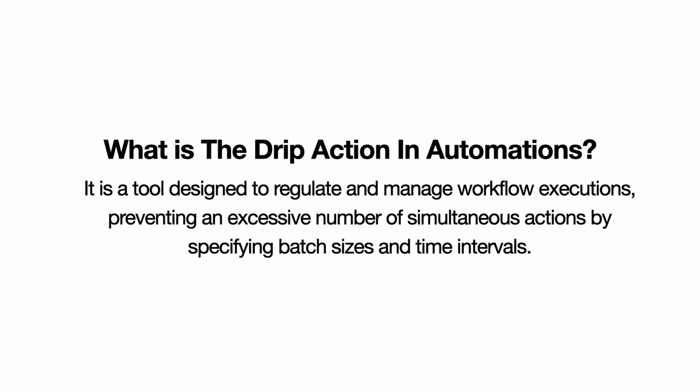This is a new action inside of your automations that is designed to regulate and manage workflow executions, preventing an excessive number of simultaneous actions by specifying the batch size and those time intervals. I'm going to go a little bit farther on this. This is a great one to use to slow down those emails and those SMS messages going out so that you can have that more organic look to the way you are sending your messages out. This is a huge upgrade in our automation features, and I'm excited to share that with you.